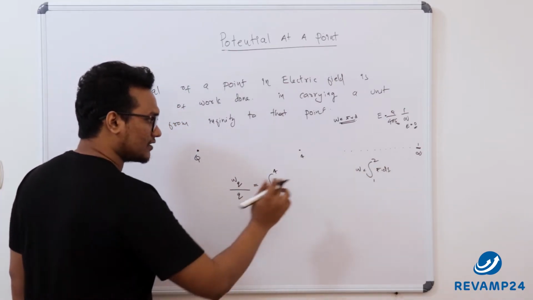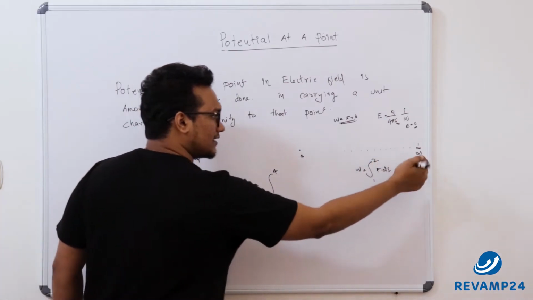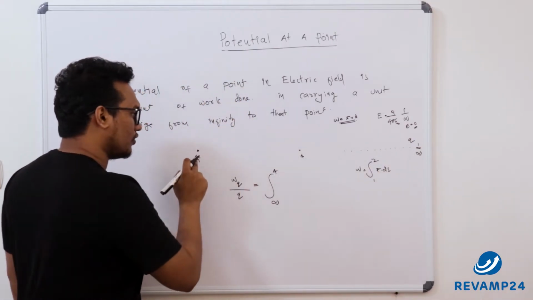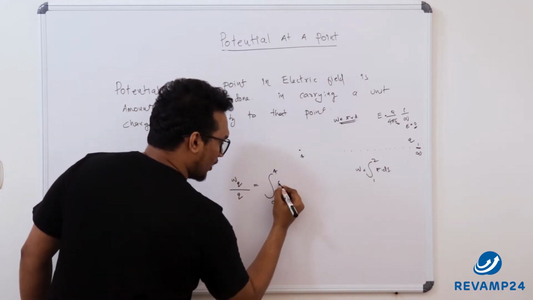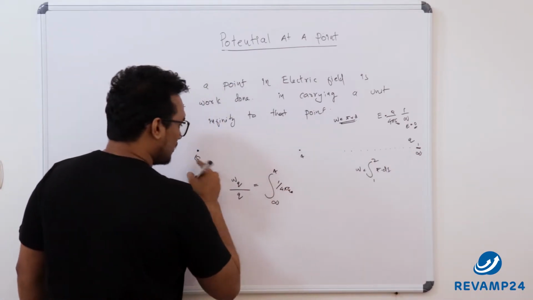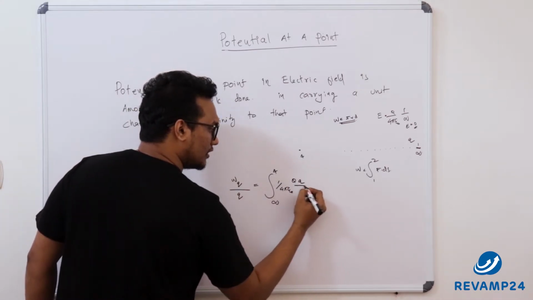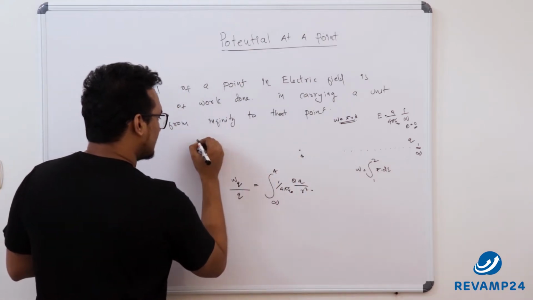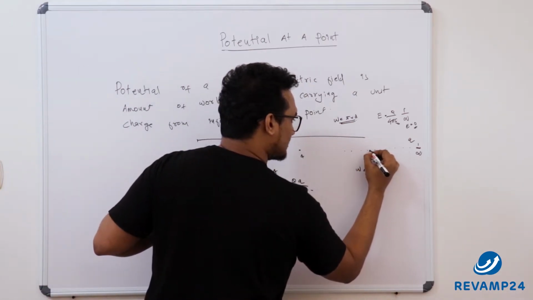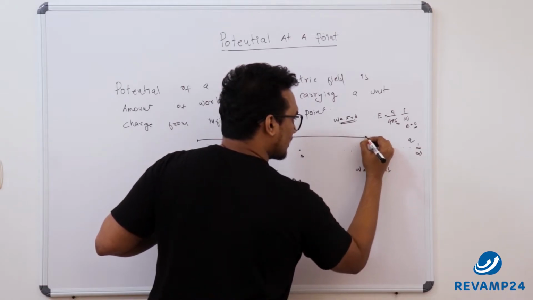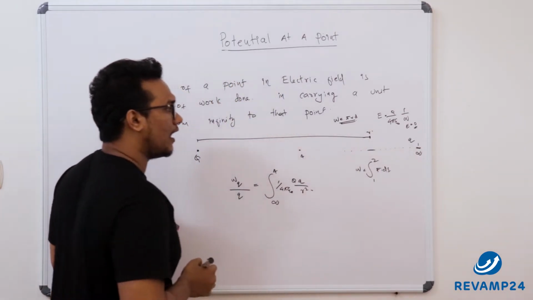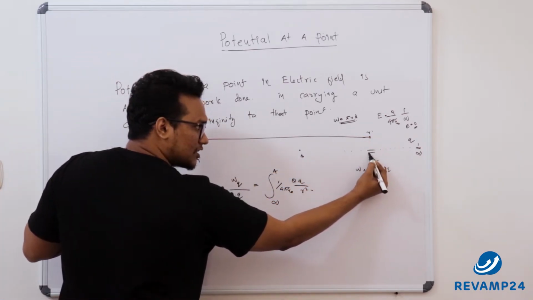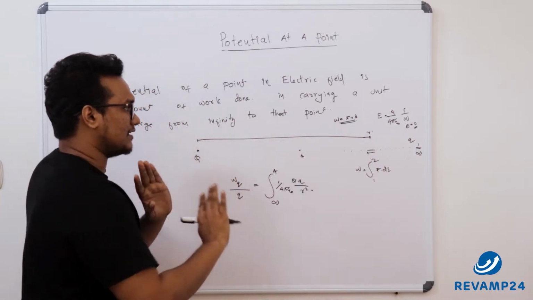What is the force? These are two charges, right? Capital Q and small q. From Coulomb's law we know the force between two charges: 1 by 4 pi epsilon 0 Q1 Q2 divided by r squared. Now we are considering that we have reached somewhere in between, at position r. From this position r we are going to take a displacement of dr. This is very simple.